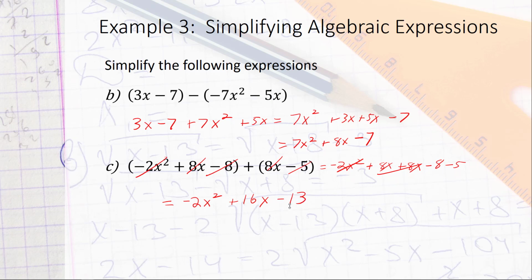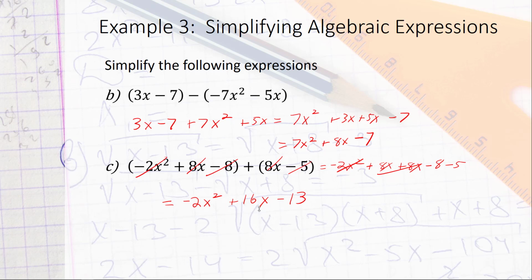Now, how can you tell when a polynomial is simplified? Well, the way you can tell is when there are no more like terms to combine. Here we have 3 different terms, and each term is not a like term. So none of them can be combined. So in this particular case, this is simplified.